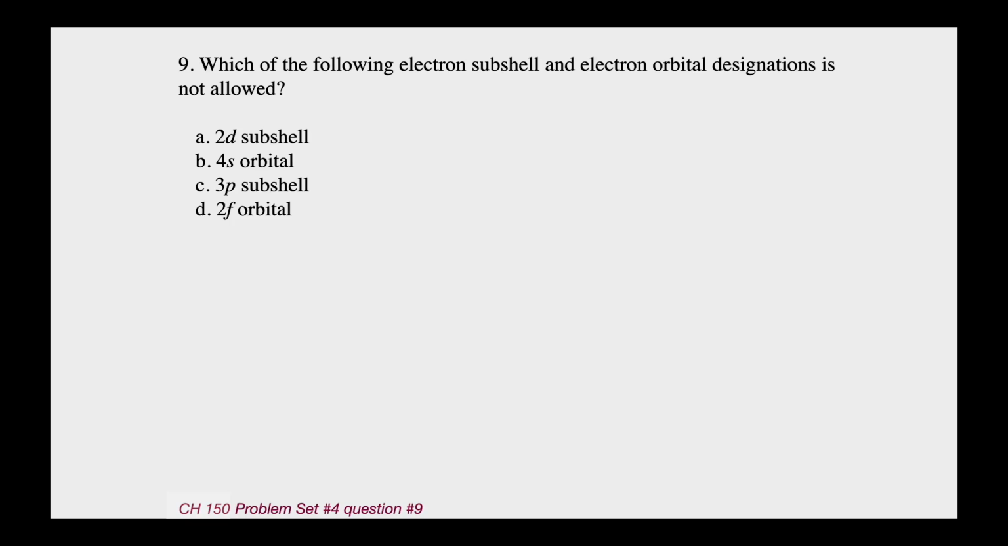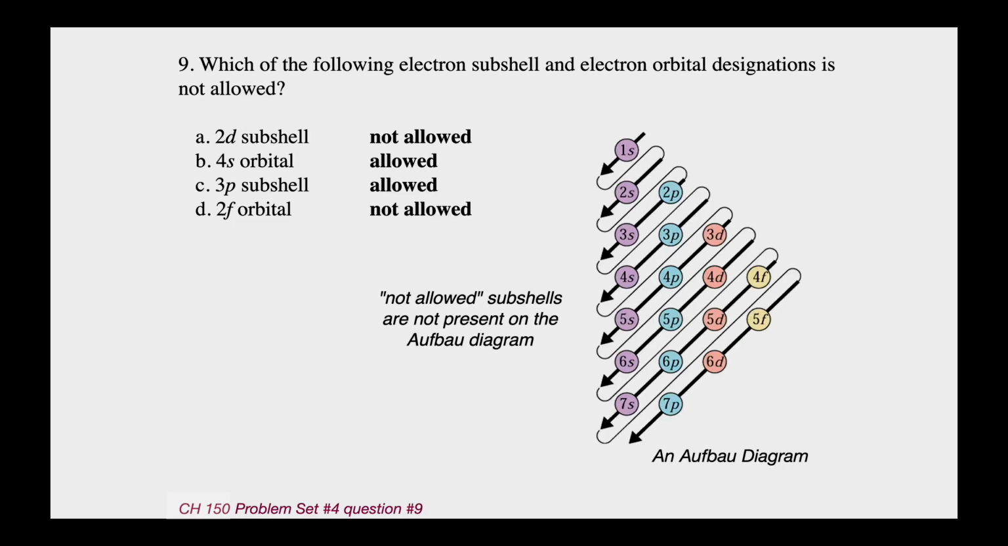But the easiest way is just to check the periodic table for whether there's a 2d, and there's not. The first d is 3d. Or you can use the Aufbau. This is an Aufbau diagram. It starts with 1s and then 2s under it, 3s, 4s, 5s, 6s, etc. Then you go down by 1 and start p's: 2p, 3p, 4p, 5p. Then you go down by 1 and start d's, etc. So notice that there is no 2d. 2d would be right there. That's not going to happen.